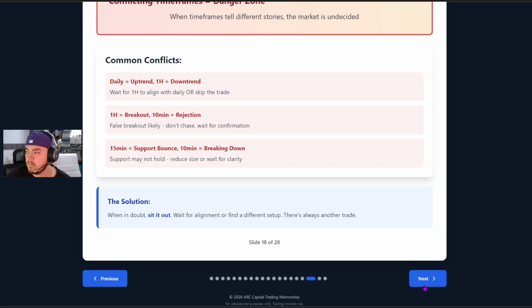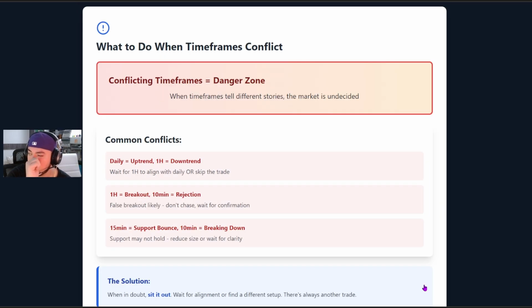Let's get to the next slide. What to do when time frames conflict with each other. Conflicting time frames can be a danger zone. What do I mean by that? When time frames tell different stories, the market is undecided and uncertain. And when the market is uncertain, a lot of the time things end up selling off or just staying flat, and you can get burned if you're playing something short term.